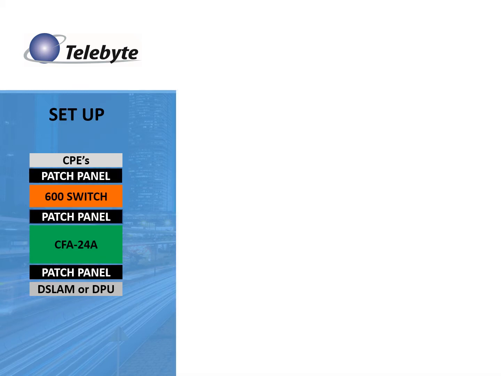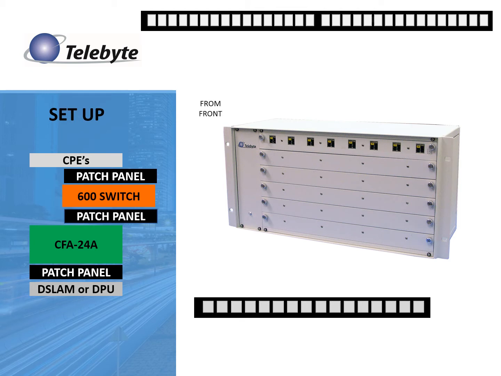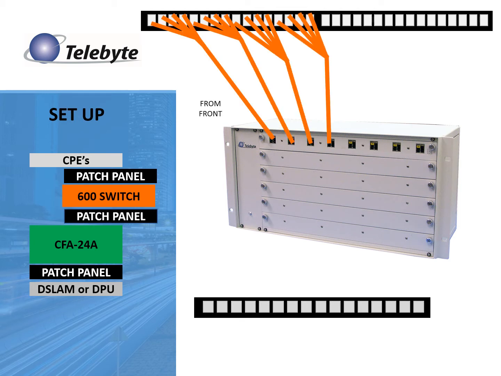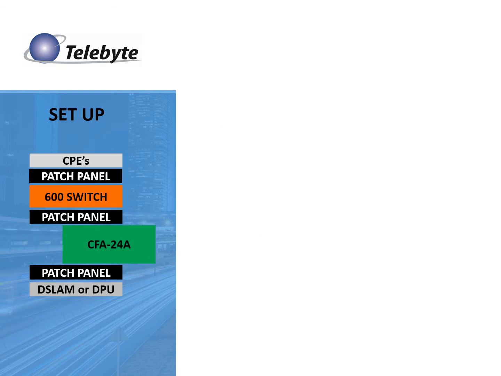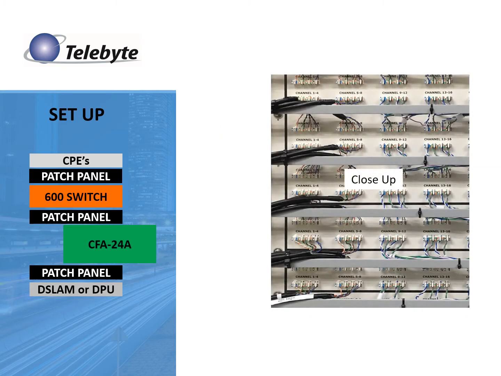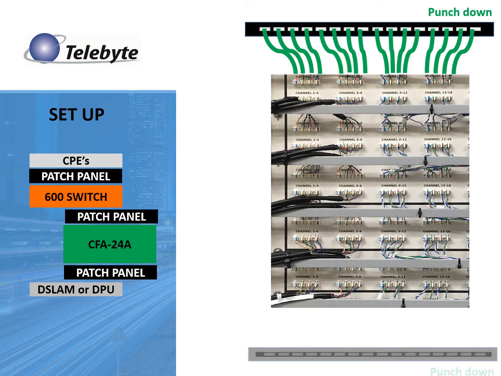First, the 600 switch. This is connected from the front and back to patch panels using the custom Cat7 Terra cables. Next, the CFA24A. Here's a close-up of 5 cable segments, each containing 16 twisted pairs, punched down into 16 channels. The top of the switch is connected to a patch panel on the CPE side. The bottom is connected to a patch panel on the DSLAM DPU side.